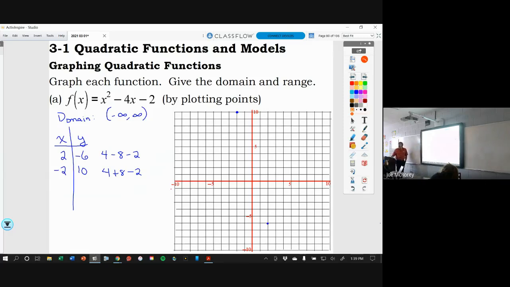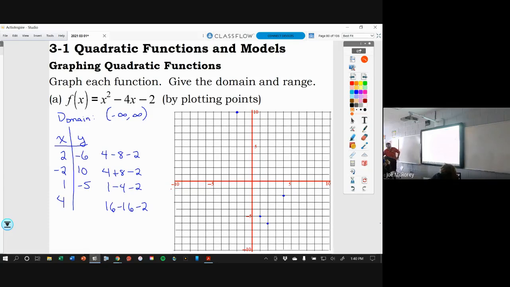Okay, 1. Y'all are really random. So throwing a 1 in there, we get 1 minus 4 minus 2, which is negative 5. So (1, -5). Now 4. 4 squared is 16, minus 4 times 4 would be minus 16, minus 2, so negative 2. I'm not seeing any symmetry yet, are you?